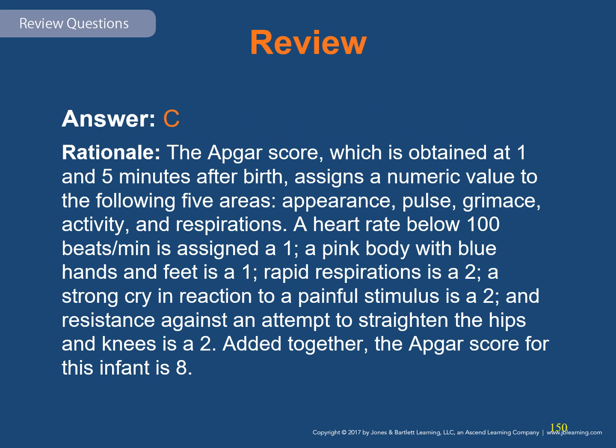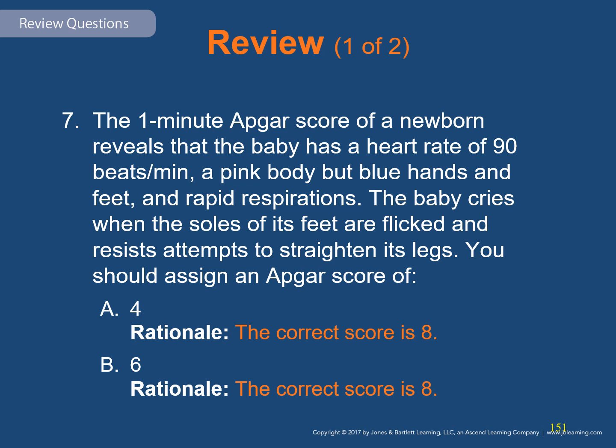The Apgar score, which is obtained at 1 minute and 5 minutes after birth, assigns a numeric value to the following 5 areas: appearance, pulse, grimace, activity, and respirations. A heart rate of 100 beats per minute is assigned a 1. A pink body with blue hands and feet is assigned a 1. Rapid respirations is a 2. A strong cry in reaction to painful stimuli is a 2. And resistance against an attempt to straighten the hips and knees is a 2. Added together, the Apgar score for this infant is an 8. The correct answer is 8. C is the correct answer.